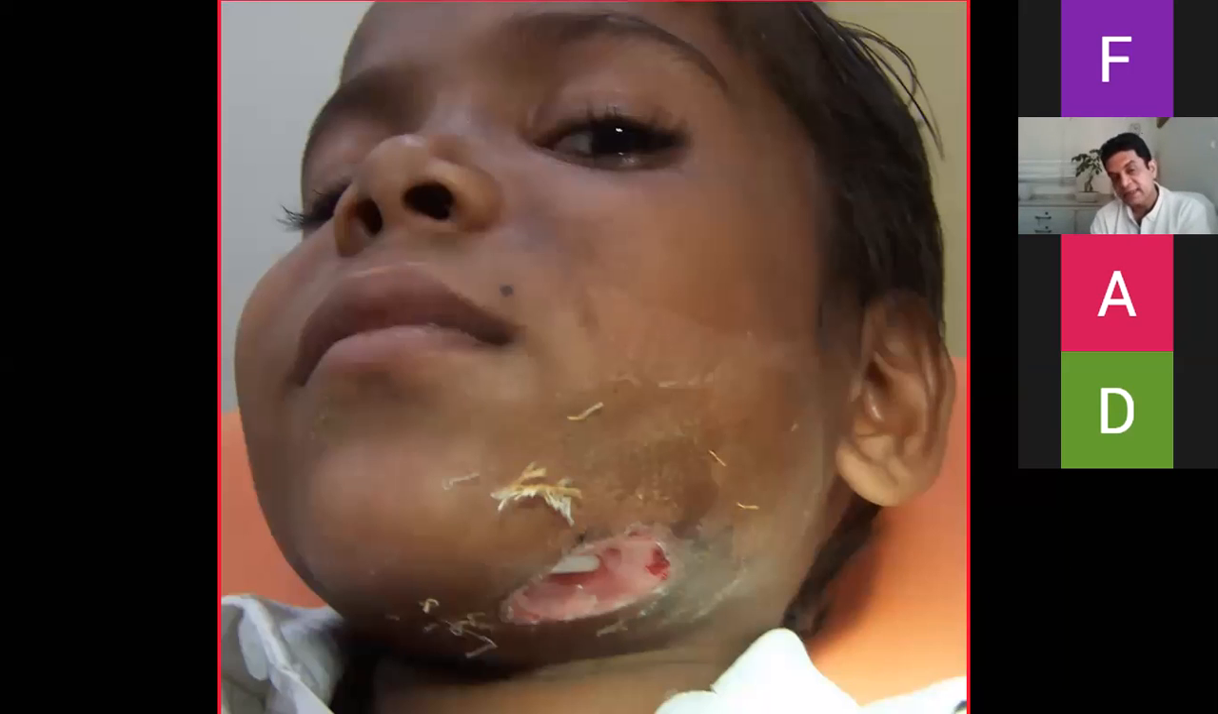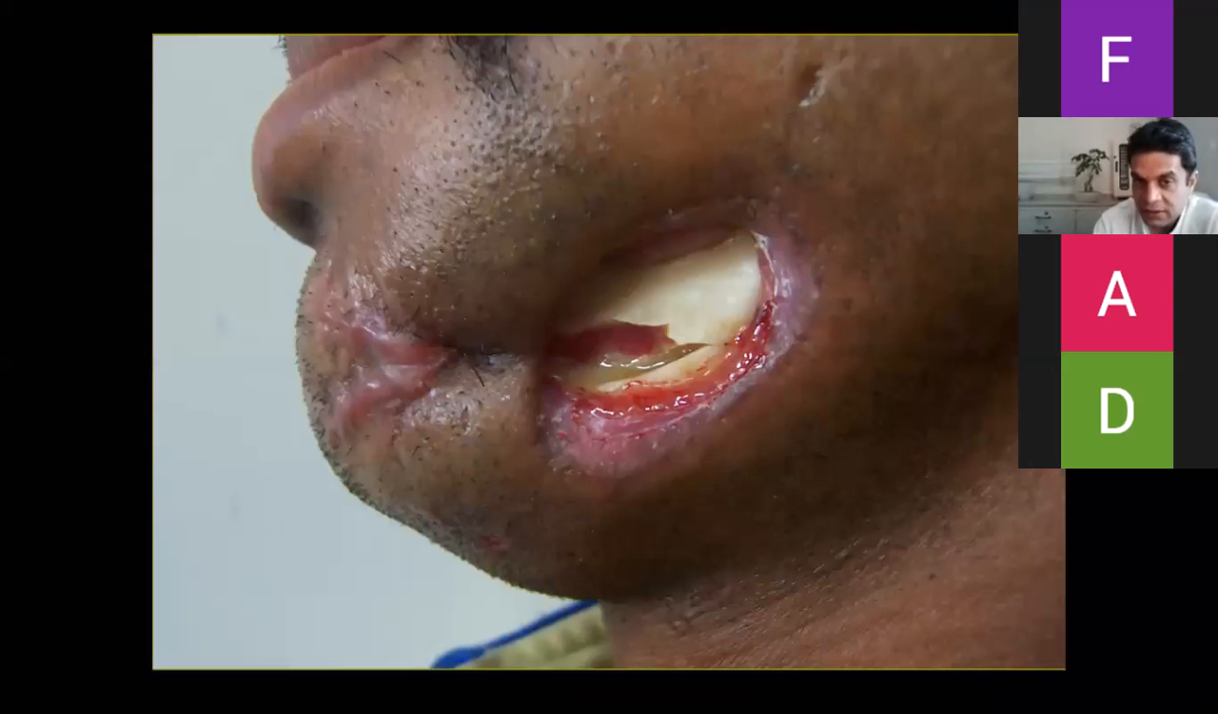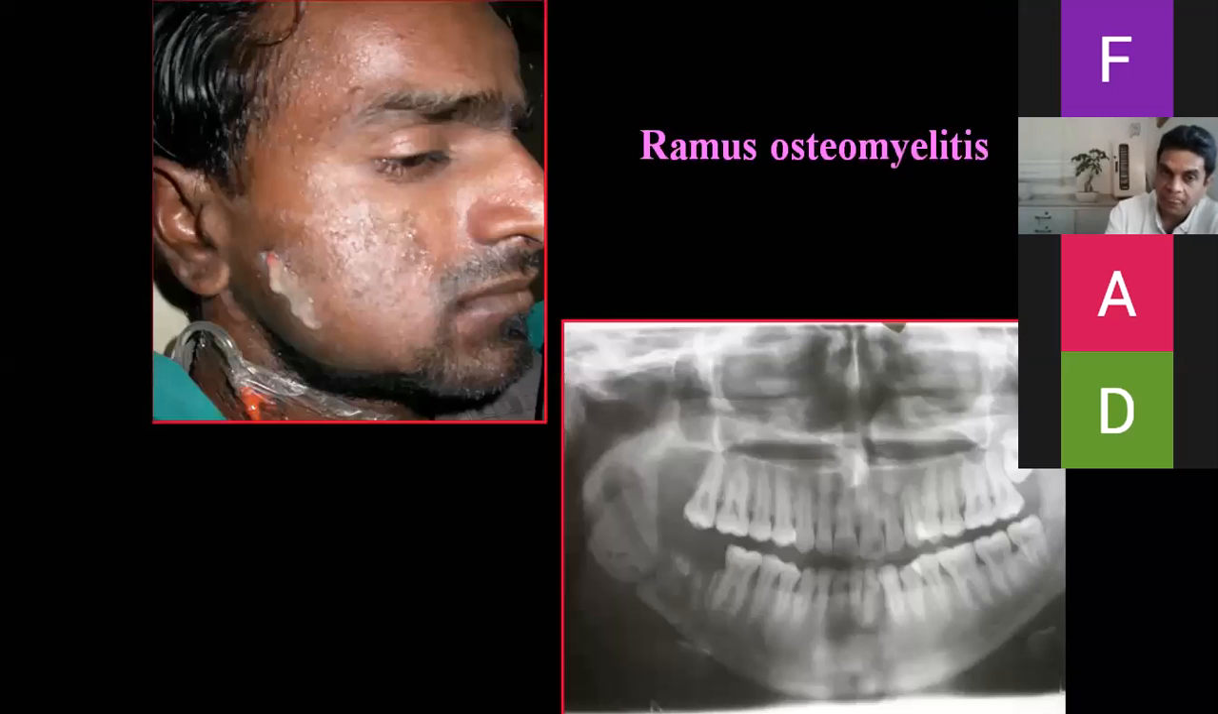Then there are certain examples of what happens if we delay the treatment. You can see these are patients in which the entire skin has been lost up to the mandible because they were late in reporting or late in getting the treatment. So the entire thing is lost, and once the infection is controlled, you have to reconstruct it with one of the flaps.